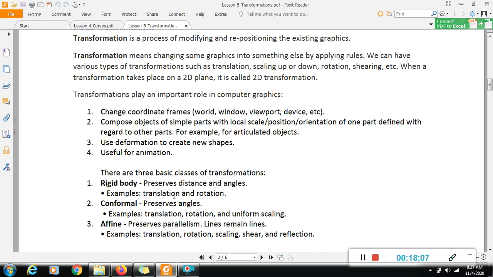For example, we have translation and rotation. Then we have conformal transformation, which basically preserves the angles. For example, we have translation, rotation, and uniform scaling. These ones preserve the angles. Even uniform scaling does not change the angles.